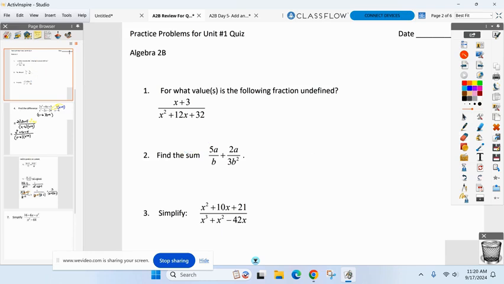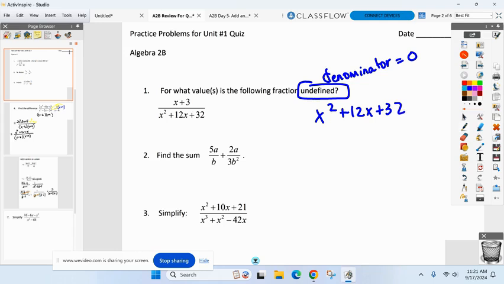So number 1, what values was it undefined? Again, what's undefined for us? Are we worried about the top or the bottom with undefined? The denominator. Good. When the denominator equals 0, don't even sniff the numerator. Take your denominator, and we have to figure out what numbers I can plug in for x so this whole thing equals 0.